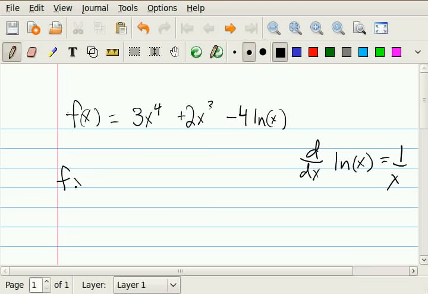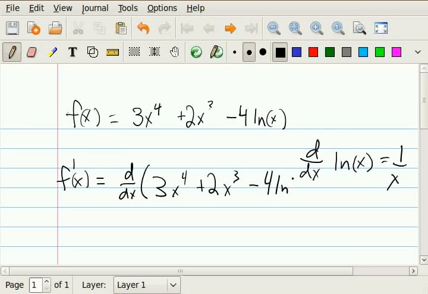Of course, we'd like to take derivatives of functions that have natural log of x as one of the pieces, and we can do that pretty easily just by combining this new rule with the old rules. So if I asked you to find the derivative of this big function, really most of the problem is something we could have done 2 chapters ago. We take the derivative of 3x to the 4th plus 2x to the 3rd minus 4 natural log of x.